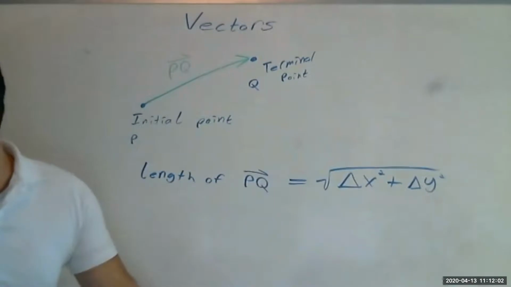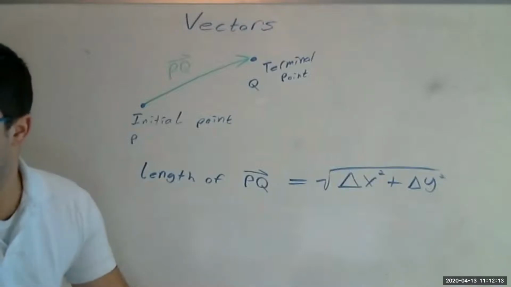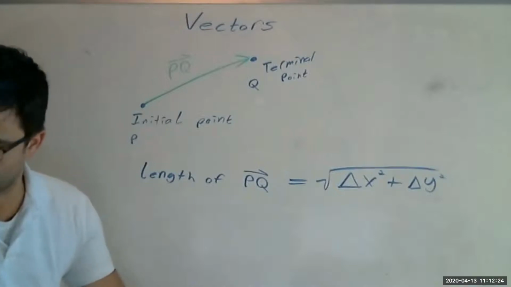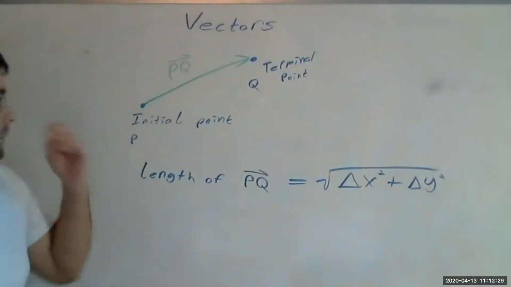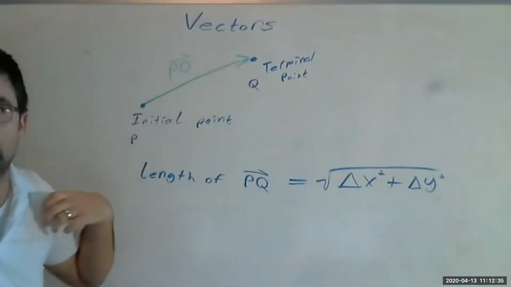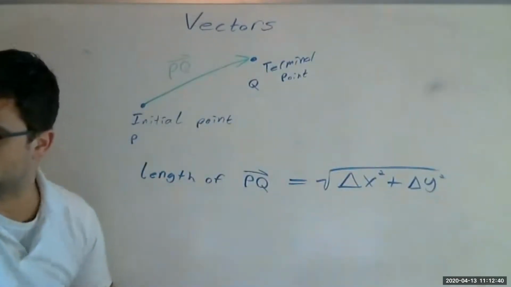Okay, so the magnitude of vector PQ is just the distance formula applied on the 2 points at the ends. So the difference in the x component of that point and the difference of the y component of that point.